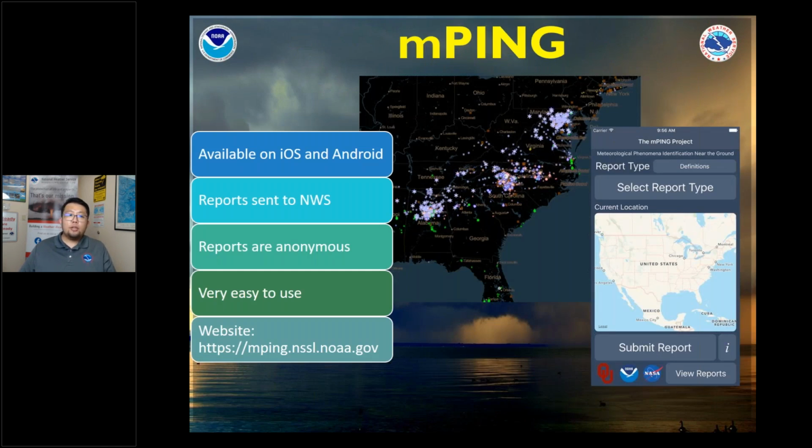The next way that you can provide some storm reports is an app called MPing. Again, the Weather Service does not have any apps available to you, but NOAA, our parent agency itself, has something called MPing. You can report severe weather. You can report rain, hail, snow even, right from your mobile device. It's available on Apple and Android. Reports are sent to the Weather Service, and they are anonymous. It is very easy to use. Just go ahead and send it. Feel free to go ahead and download that if you'd like.